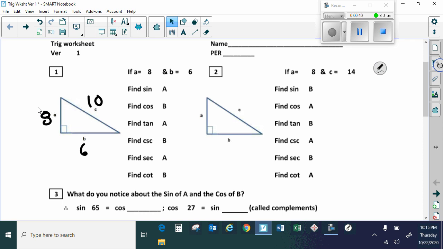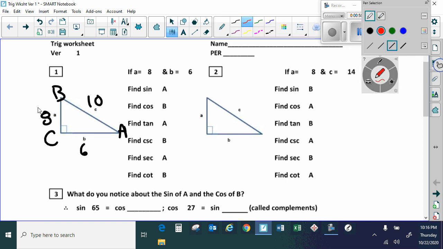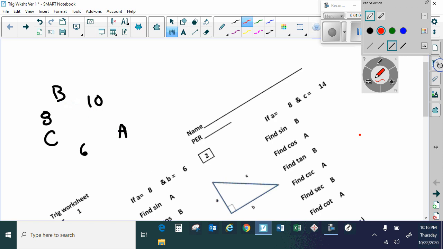Okay, so now that you know that, it wants me to find the sine of A. Remember, I have to know where big A is. It's always across from little a. So there's A. Big B is across from little b, and big C across from little c. Okay, you got to know that. We talked about it in class many times already.